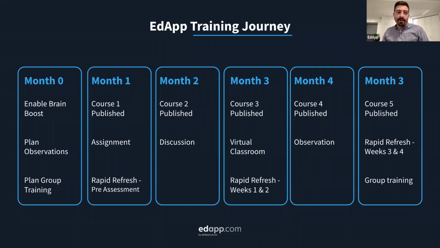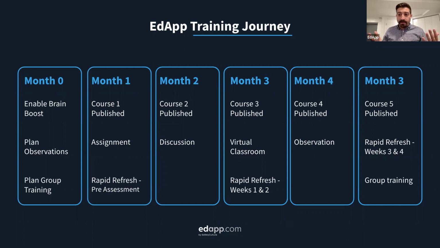But I think that probably one of the key success factors here when it comes to rolling out EdApp is to make sure that you don't overwhelm your learners, especially at launch. You don't have to publish 10 courses and show them all of those courses all at once. I think that our most successful clients are the ones that maybe publish a course a month and then use some of these other elements that we'll be talking about today in more detail. But this is just a suggested timeline.